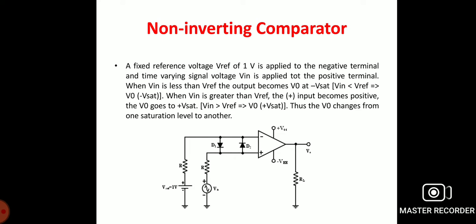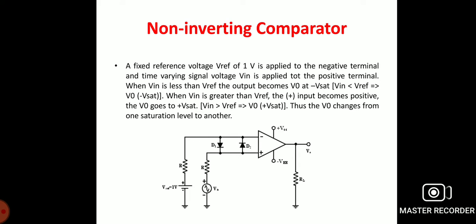Now we move on to the non-inverting comparator. This is one type of comparator, with the signal given at the non-inverting input. A fixed reference voltage V reference of 1 volt is applied to the negative terminal and a time varying input voltage is applied to the positive terminal. When the input voltage is less than the reference voltage, the output becomes minus saturated voltage.